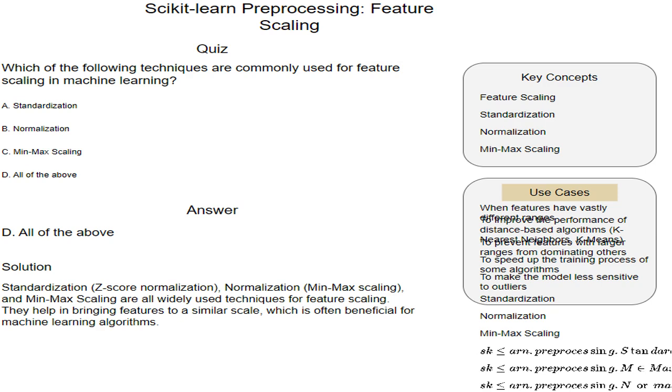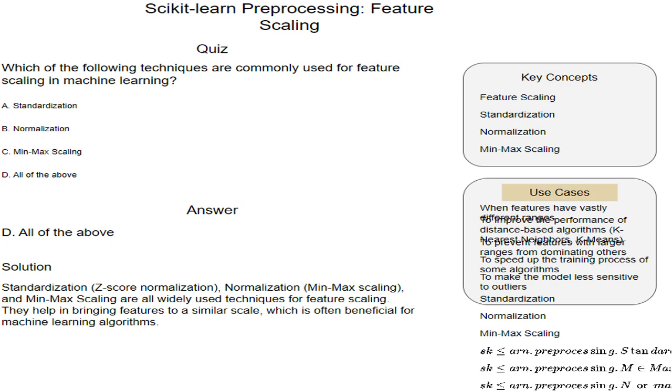To improve the performance of distance-based algorithms like k-nearest neighbors and k-means, which rely on the distance between data points to make predictions. Feature scaling helps to ensure that these distances are not skewed by features with different ranges. To prevent features with larger ranges from dominating others, as features with larger ranges can disproportionately influence the model's predictions. Scaling helps to ensure that all features contribute equally to the model's output.